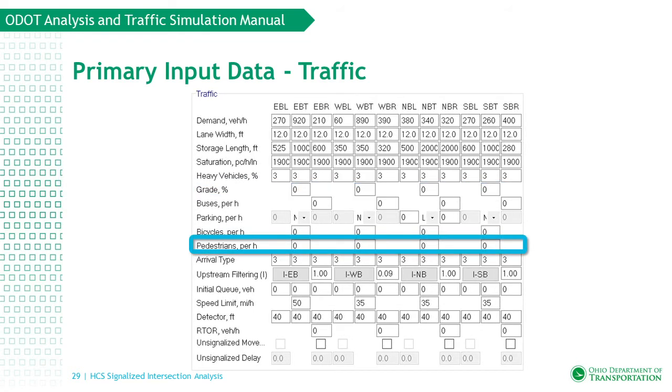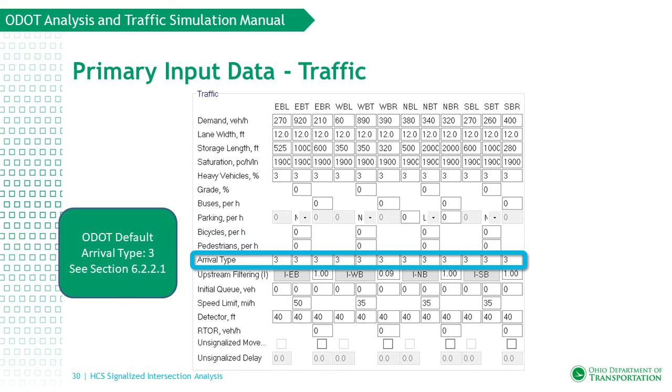Pedestrian counts should only be included in the analysis if the study location is in an area with a lot of pedestrian traffic. Examples may be in central business districts or around college campuses. In the case of the sample project, the default of 0 pedestrians per hour will be used for this analysis.